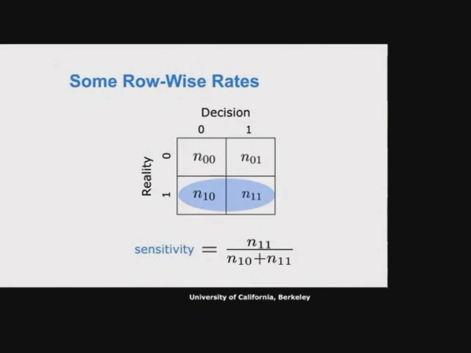If I'm doing coronavirus testing here, I'm looking at the total number of people who actually have the coronavirus, and I did some testing, and on some of them I said, yeah, you have the coronavirus, and on some of them I didn't. Obviously, I want to more often than not say you had the coronavirus, because you do. So I want a high sensitivity. I want n11 to be really large relative to the total number of people I looked at who had the coronavirus.